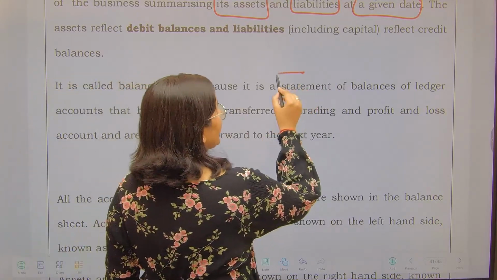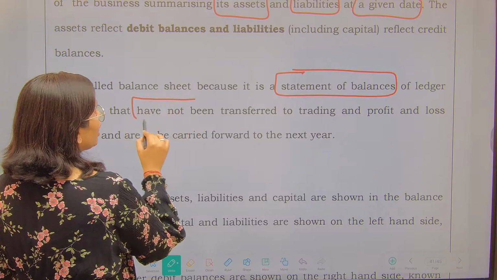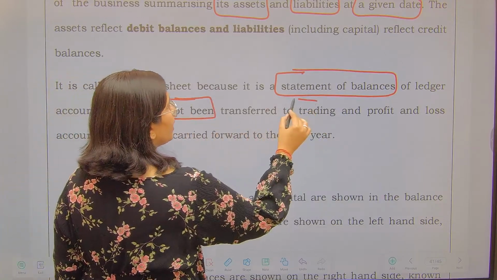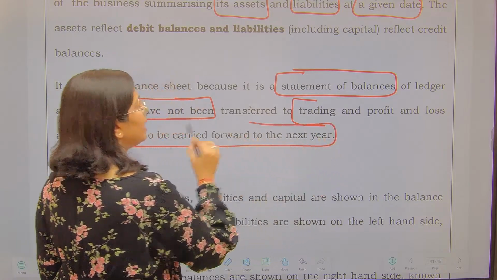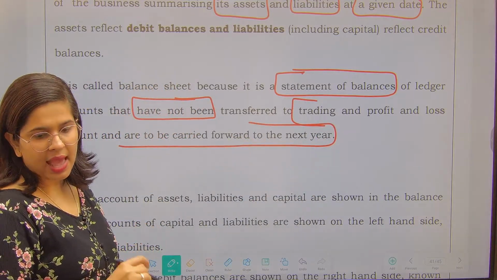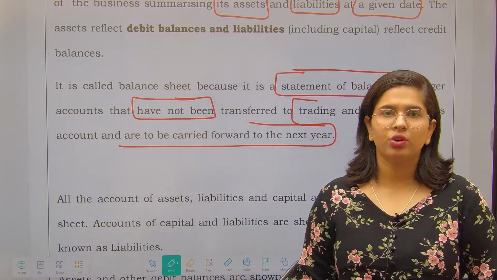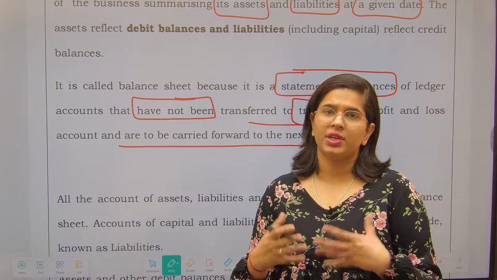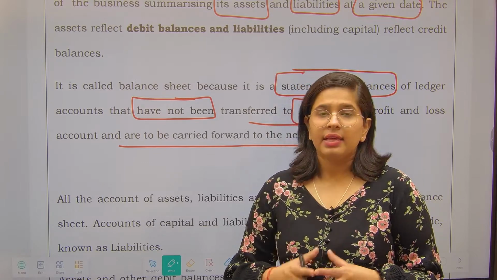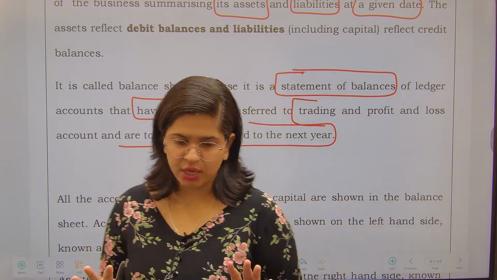Why is it called a balance sheet? Because it is a statement of balances that have not been transferred to trading and P&L; they are carried forward to the next year. For example, have you ever seen machinery account in the P&L account? No. Normally we do not, until and unless part of the machine has been sold. ठीक है, जब तक बेचा ना गया हो तब तक P&L account में नहीं जाता.